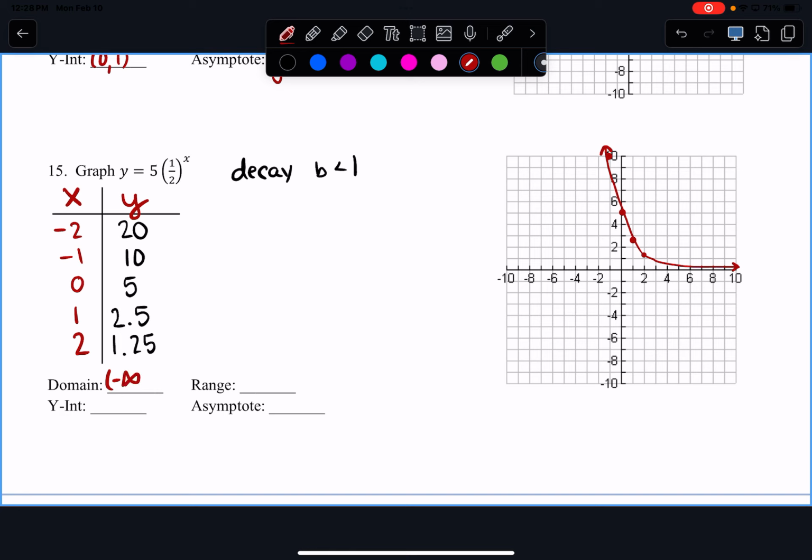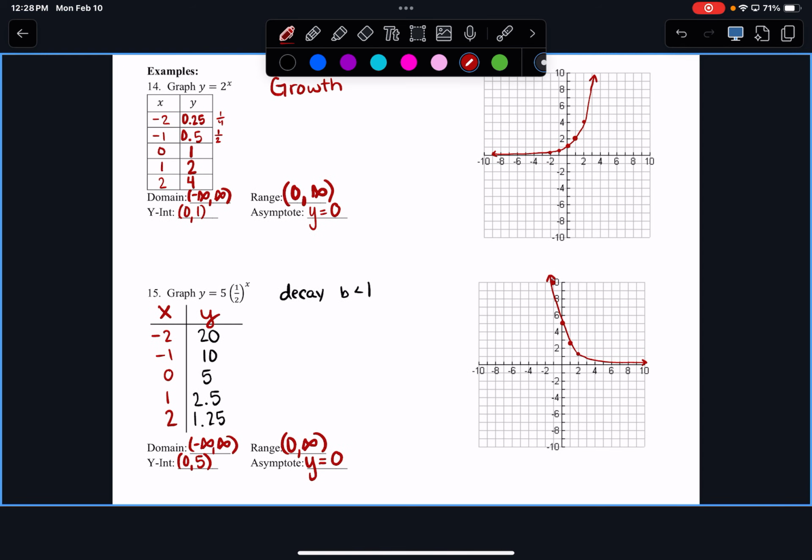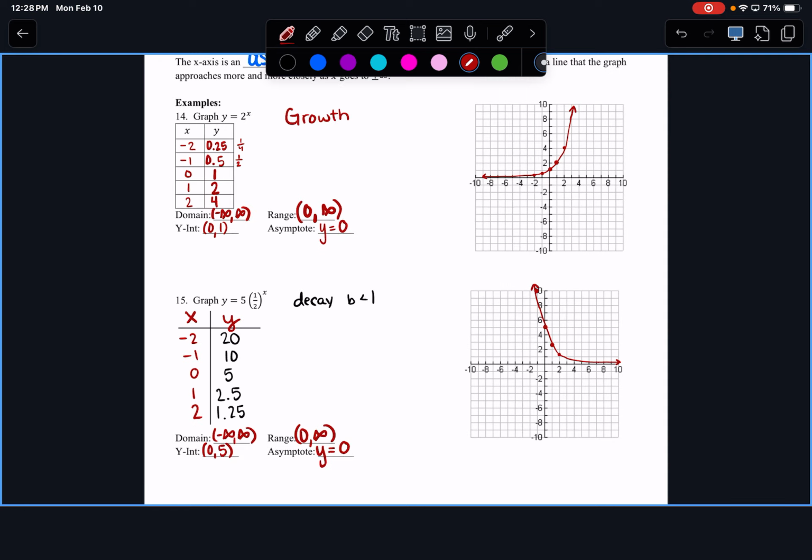Negative infinity to positive infinity. What is my range going to be? 0 to infinity. Where is the y-intercept this time? Is the point 0, 5. The asymptote is y equals 0. There we go. All right, so that is all of the new information we are talking about today.